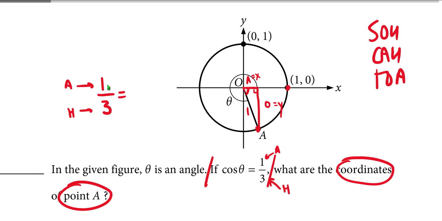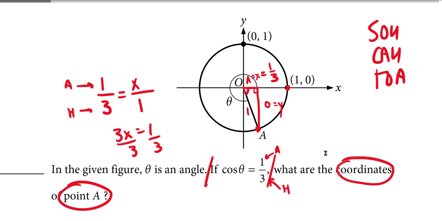So my ratio of adjacent to hypotenuse has to be 1 to 3, but the real length of the hypotenuse is 1, and my adjacent side is my x. So that means that 1 over 3 equals x over 1, which means that x equals 1/3. I can cross multiply and get 3x equals 1, divide by 3. So that means my x value here is 1/3. Is that a positive x value? Yes, it is, because I am in the fourth quadrant and my x values there are positive.